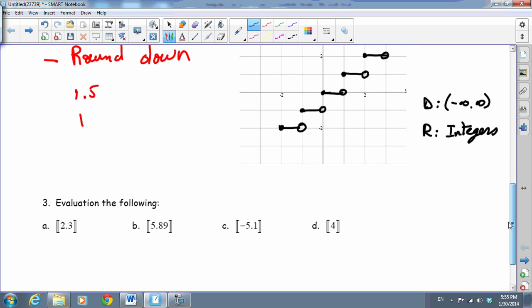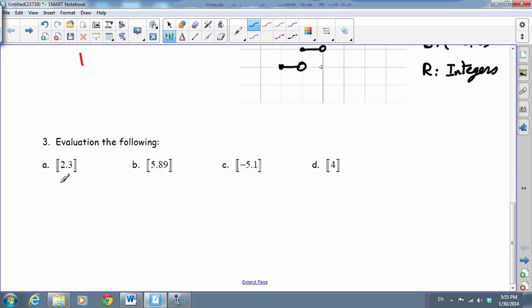All right, let's evaluate this one. The greatest integer of 2.3 is 2. This one will be 5. Although it's 5.89, we're not rounding up, we're rounding down. For negative 5.1, it will actually be negative 6, because if we round it to negative 5, then we round it up. Negative 6, we'll be rounding it down. Of course, for 4 would be 4.